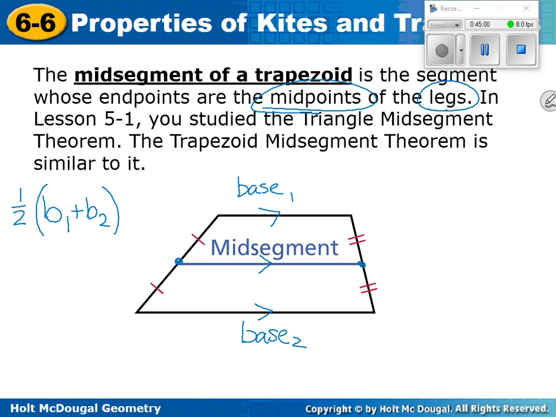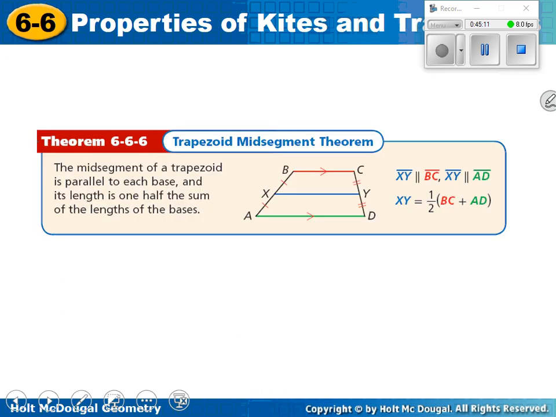So it's very similar to the mid-segment in a triangle. It is half, but it's going to be half the sum of those two bases. If you look in your notes, it's the next theorem in your notes. It's called the trapezoid midsegment theorem. And it simply says the midsegment's parallel to each base, and it is half the sum of those bases. So you add BC and AD together, and then you take a half.